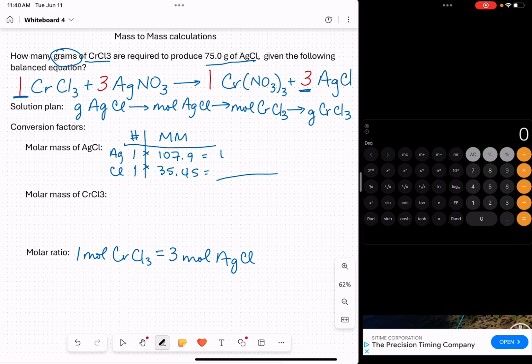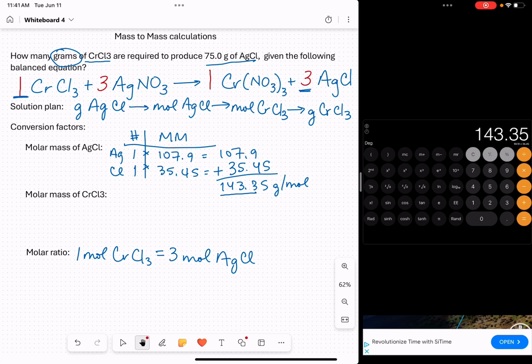Multiplying across, 1 times 107.9 is just 107.9. And 1 times 35.45 is just 35.45. I'm adding those numbers together, so 107.9 plus 35.45 is equal to 143.35. And that is grams per mole, so grams is equal to 1 mole. I will probably only keep 4 sig figs there because there's only 1 decimal place in the first number.